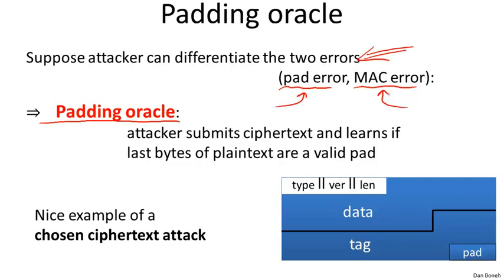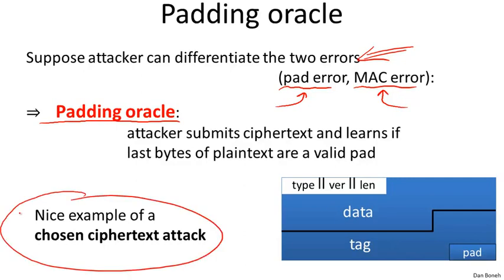So this is a beautiful example of what's called a chosen ciphertext attack, where the adversary submits a ciphertext and then gets to learn something about the resulting plaintext. And now the question is whether he can use that information to completely decrypt a given ciphertext. I want to show you that a padding oracle can actually be used to completely decrypt a given ciphertext.